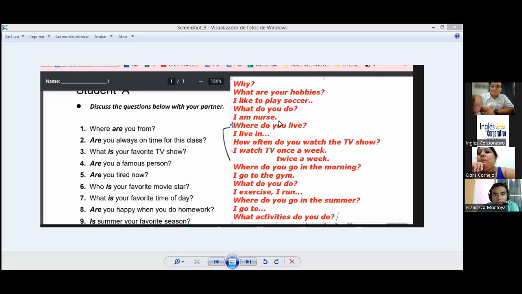Why? For the work or the traffic? Because. Ahí sería because. Y cuando hacemos una pregunta con why, la respuesta usualmente viene con because. Why are you late? ¿Por qué llegas tarde? Ah, because of the traffic.